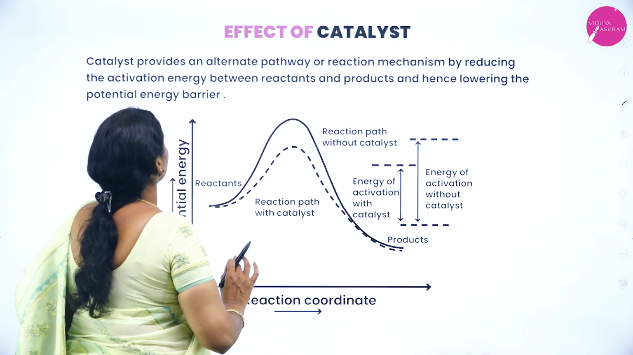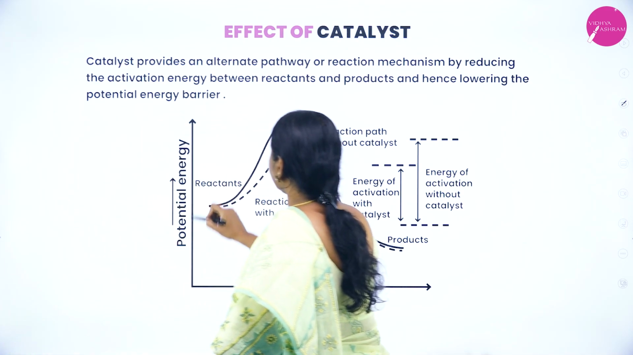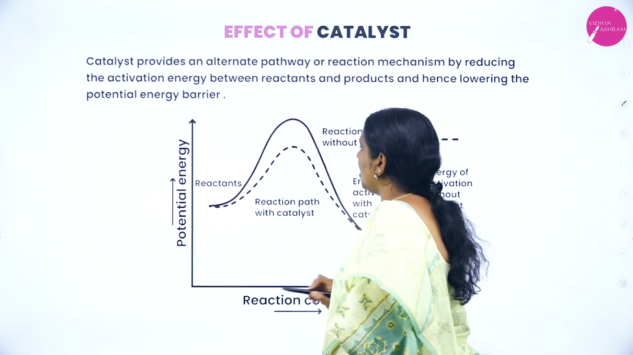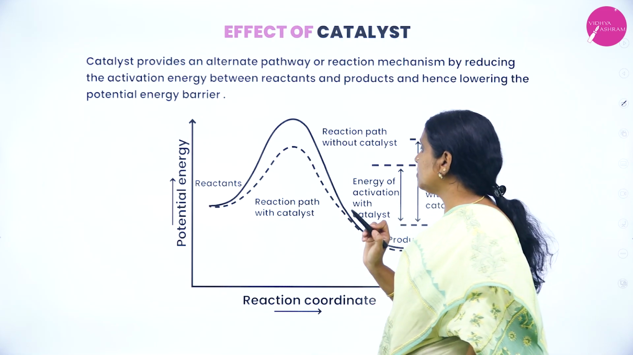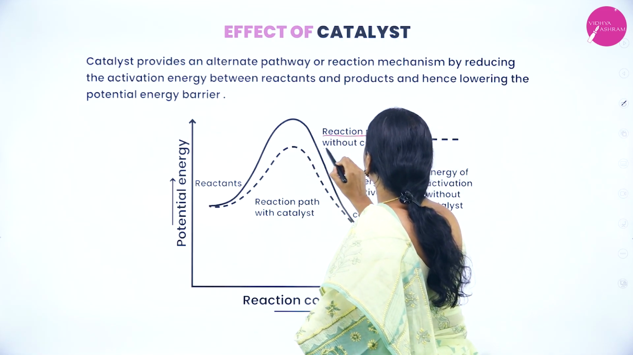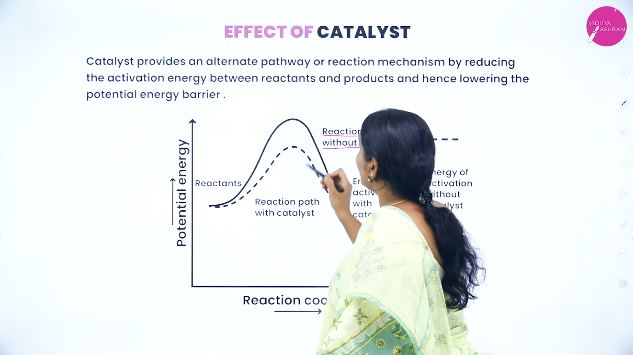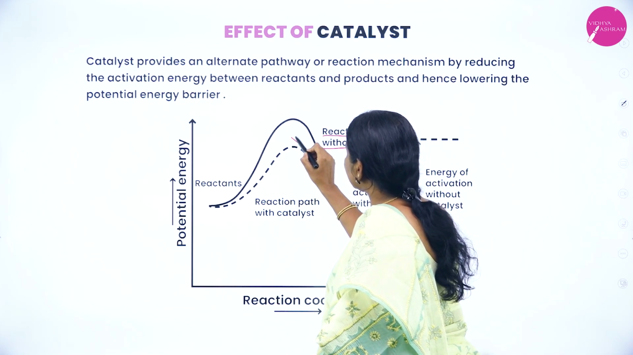Now, it can be explained by using the graph of potential energy versus reaction coordinate. Which graph will I use? Potential energy versus reaction coordinate. This is the graph obtained for the reaction path without catalyst. Now, I'll repeat the same reaction in the presence of catalyst X.